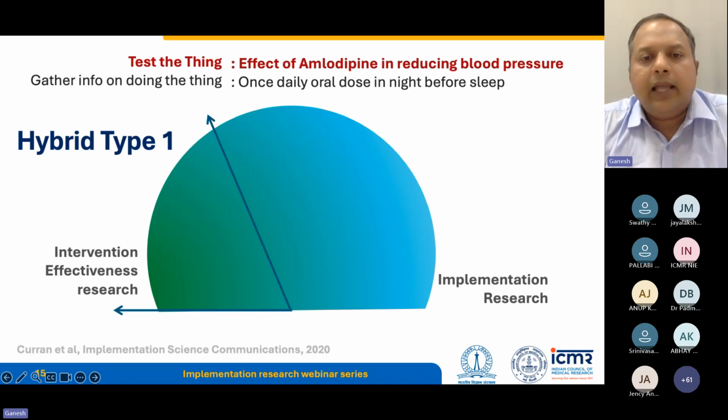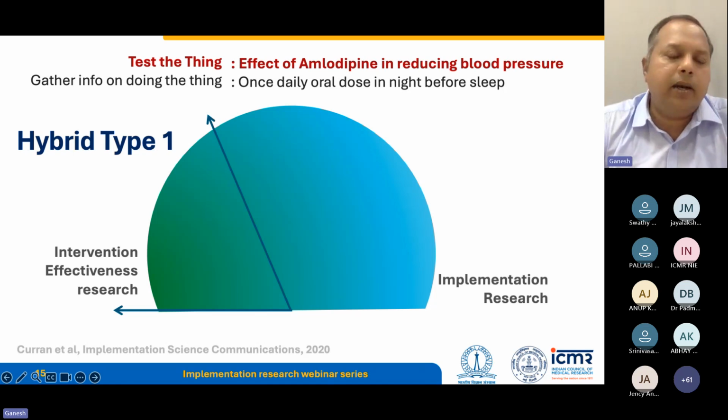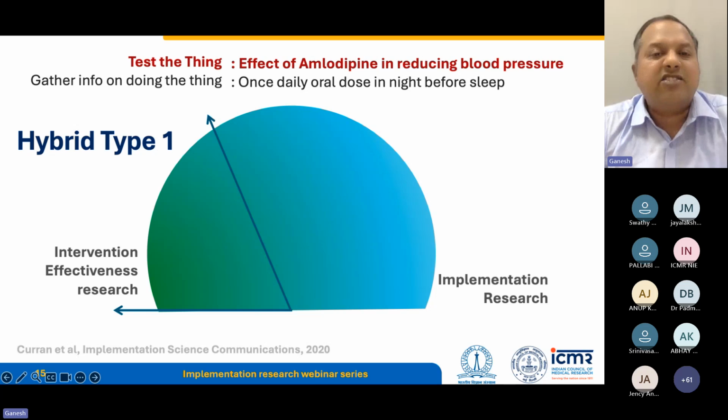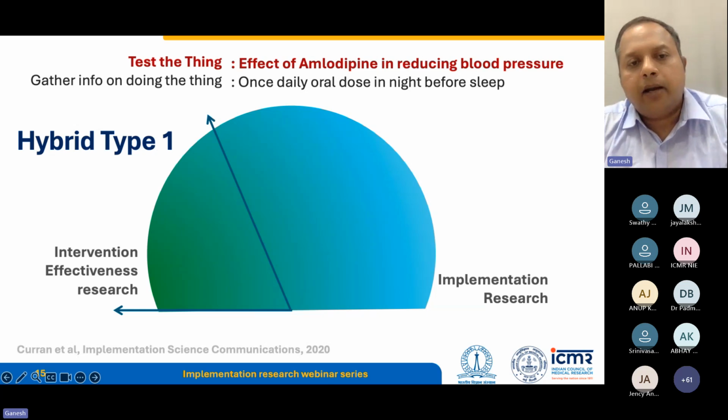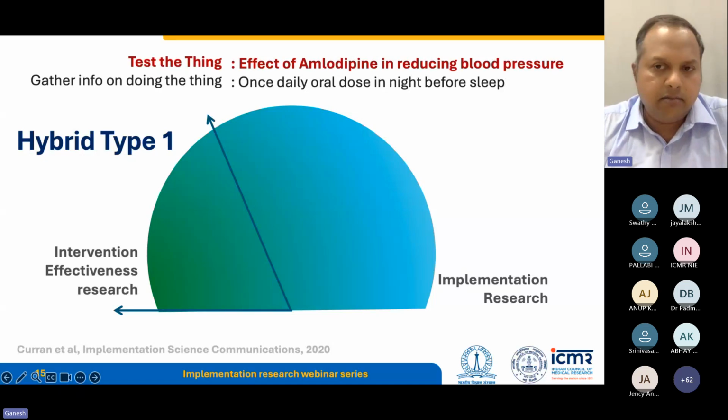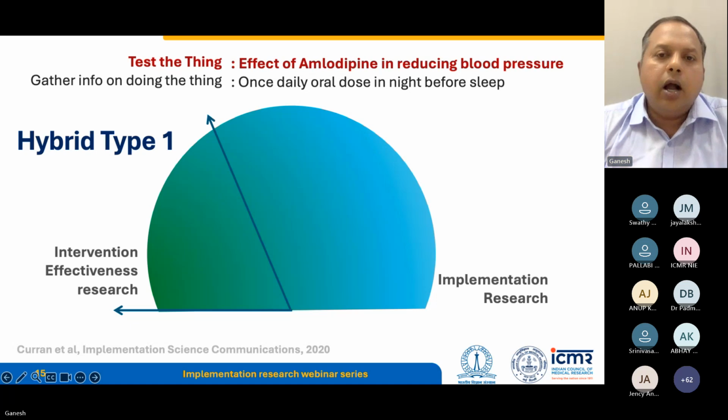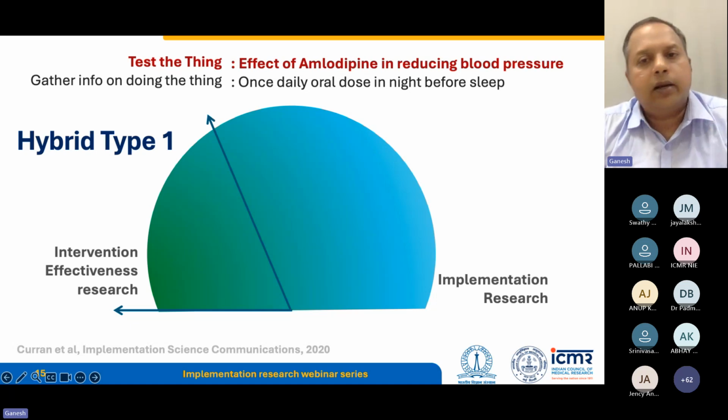We will try to gather information about the acceptability of such a strategy, which is once daily dose. So gathering information on implementation is the part we will be doing in hybrid type 1. The major thing we'll be doing is only on clinical effectiveness. You may have a little confusion at this stage, but I'm going to show you a decision tree which will help you choose between hybrid type 1, type 2, and type 3.